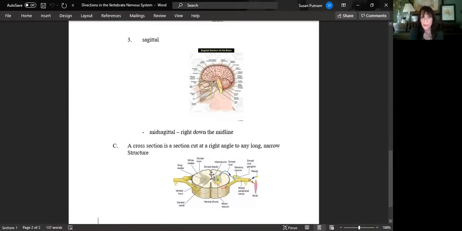Again, this is just a very small part of starting out looking at the nervous system, but one that if you aren't comfortable with the terminology, you won't have as good of an idea of where in the brain we are talking about a structure. It's important to understand where the structures are within the brain.